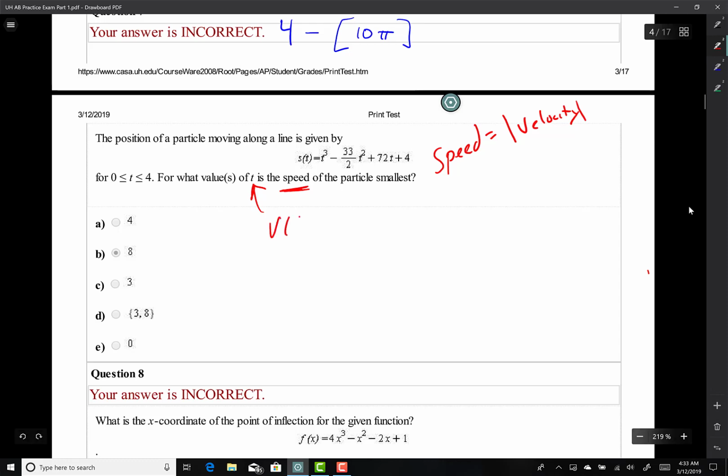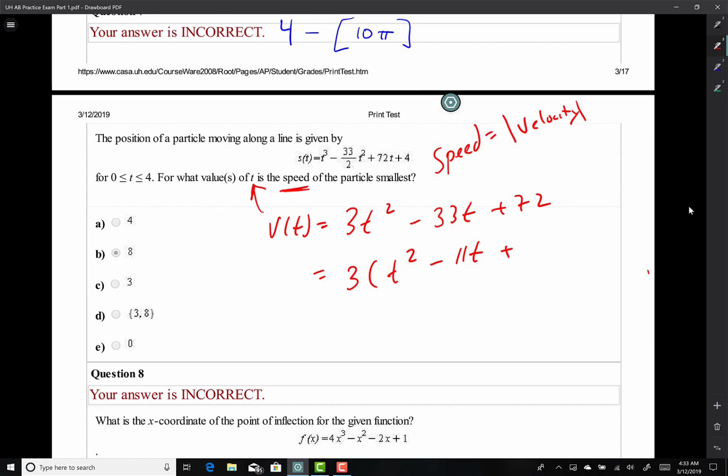So here we go. v of t equals 3t squared minus 33t plus 72. It looks like a 3 goes into all of these, so I'm going to factor out a 3. So I have t squared minus 11t plus 24. That took longer than necessary. I'm going to set that equal to 0 and factor it. Two numbers that multiply to give you 24 but add up to 11. What's that? 8 and 3: 8, 9, 10, 11. Yep. So (t minus 8)(t minus 3).